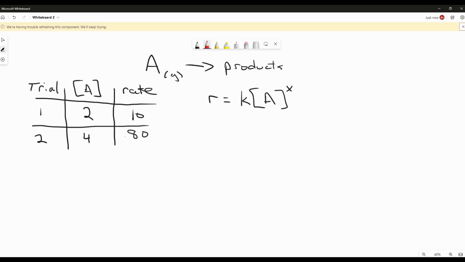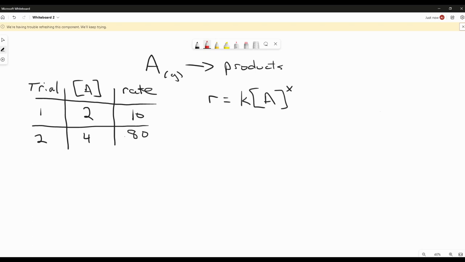Here we have some reaction with just one reactant, and the rate law in its general form would be the rate is equal to some constant multiplied by the concentration of A raised to some power of X. To solve for the rate law, we need to determine the value of x, or the value of the exponent, and then we need to determine the value of the constant.